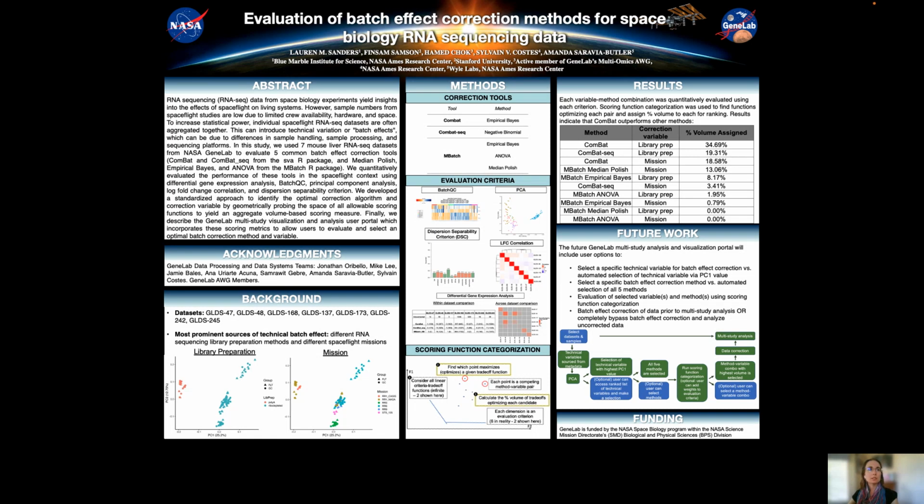To better understand the presence of batch effects in space biological RNA sequencing data, we combined 7 GeneLab RNA sequencing datasets from space-flown and ground-controlled mouse liver. These datasets come from experiments flown on several different flight missions, and the RNA sequencing libraries were prepared with 2 different library preparation methods, polyadenylation and ribodepletion. We highlight these 2 technical factors because after a review of PCA plots, we found that they contribute the most strongly to batch effects in the combined datasets.